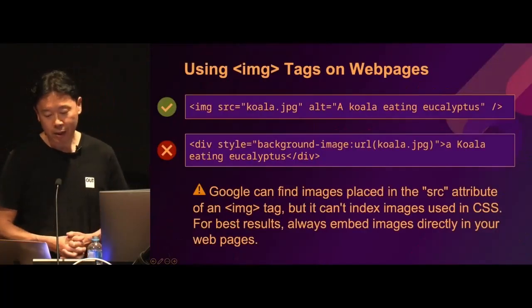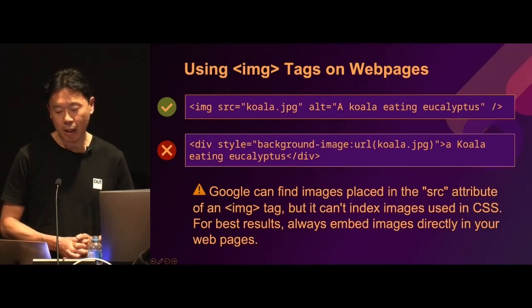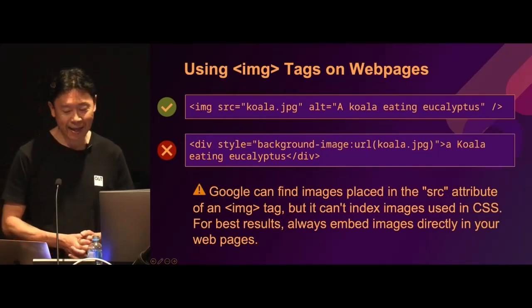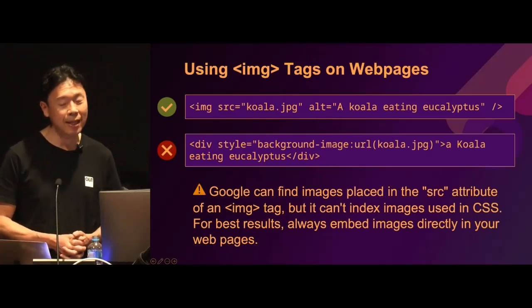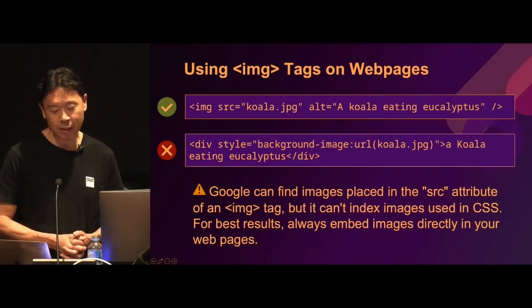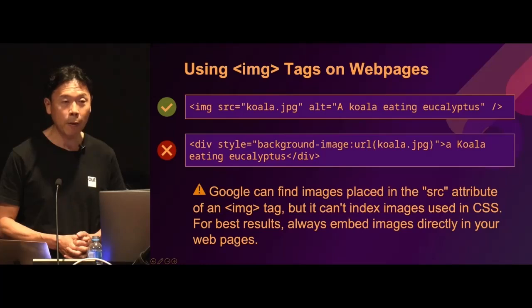The simplest way to help Google find your images is to use standard HTML image elements. Google can easily find images that are placed within the src attribute of an img tag. Think of it as giving Google a direct link to your images. On the other hand, Google doesn't index CSS images. If you're using CSS to display images, Google might not be able to find them.